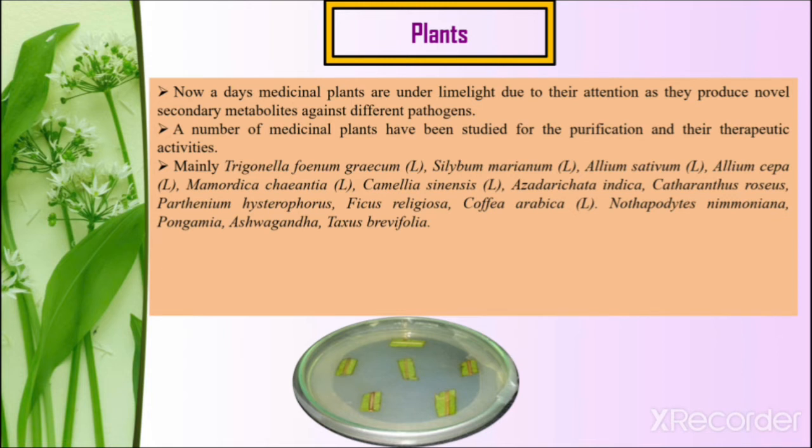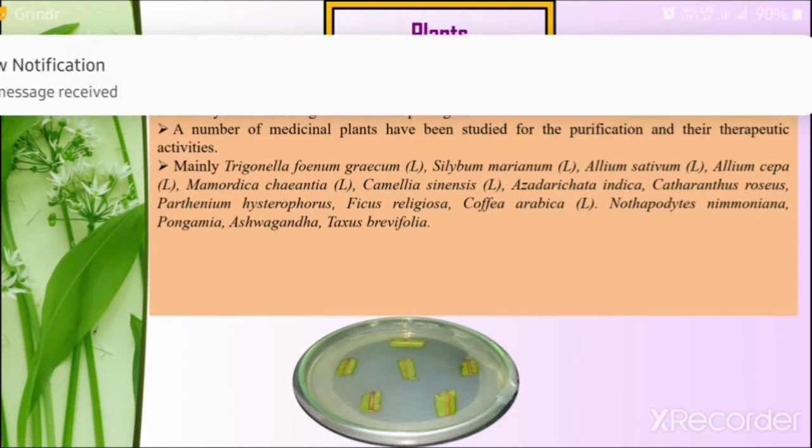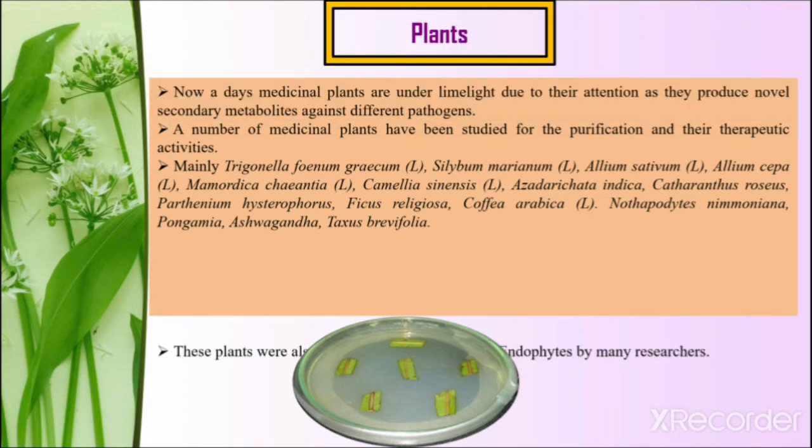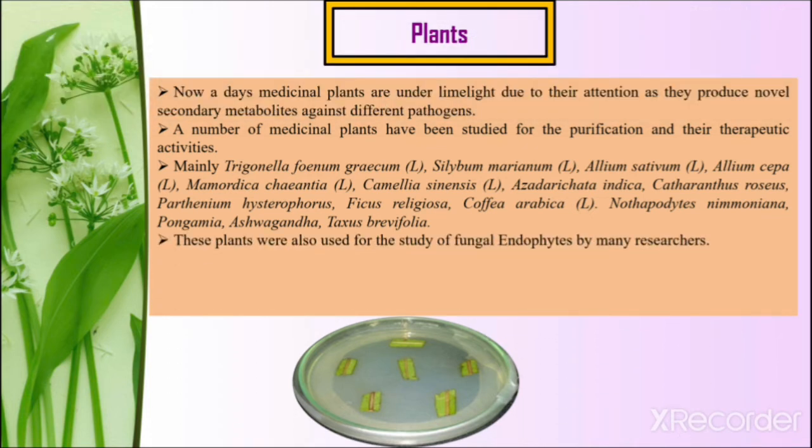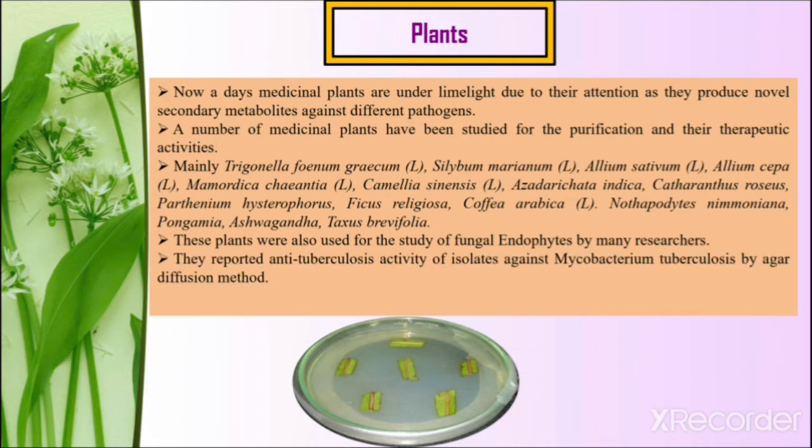There are plenty of plants from which fungal endophytes or endophytic bacteria are isolated. These plants were also used for the study of fungal endophytes by many researchers. They reported anti-tuberculous activity of the isolate against Mycobacterium tuberculosis by the agar diffusion method. Explants such as roots, stem, inner bark, twigs, leaves, fruits, and flowers of plants are used.